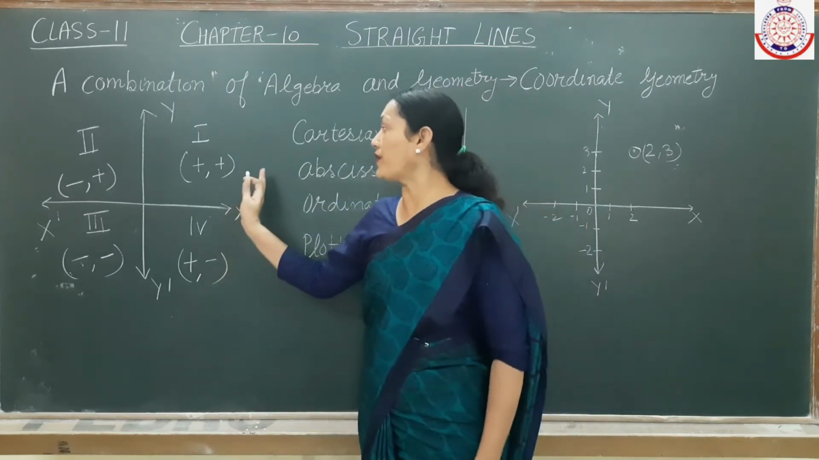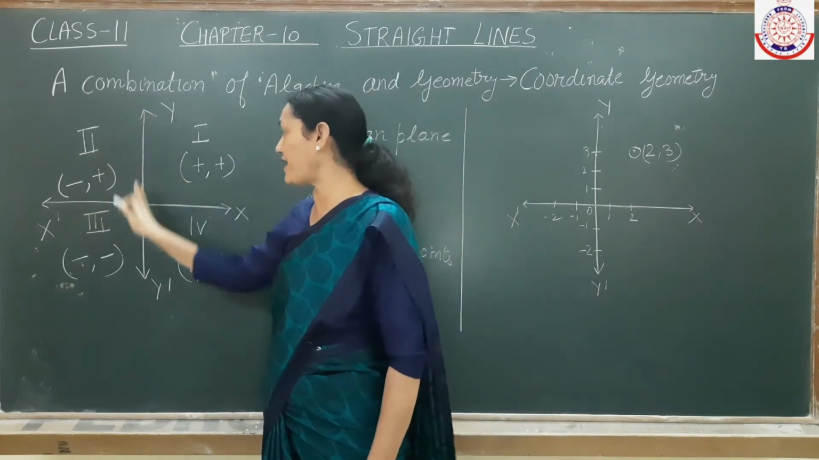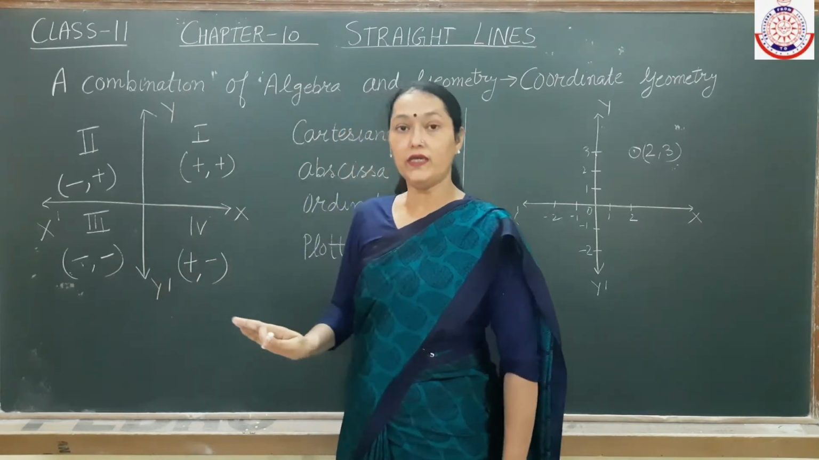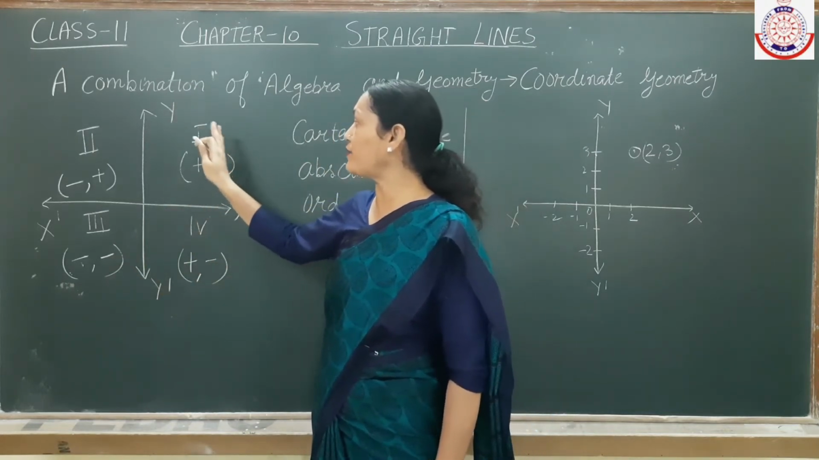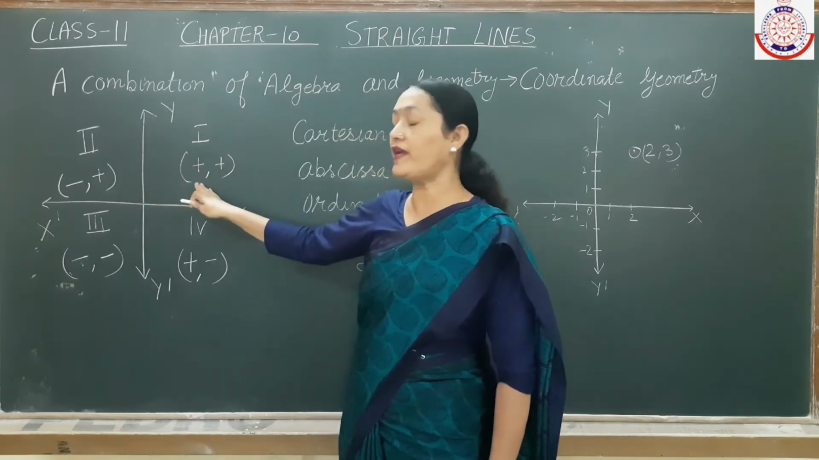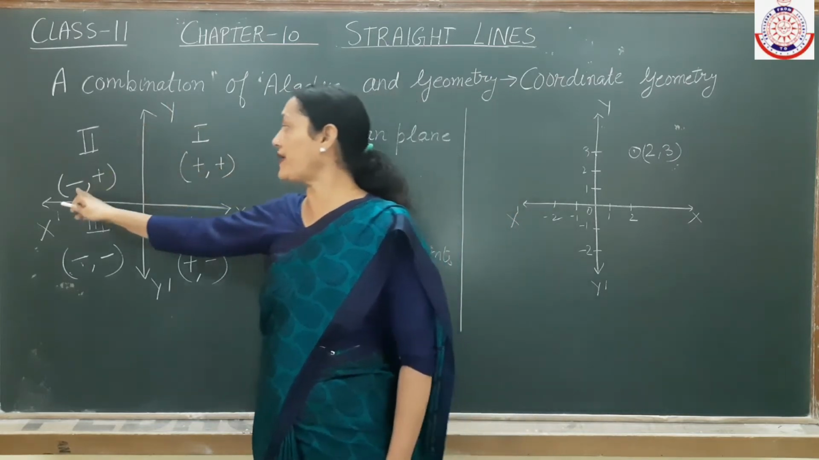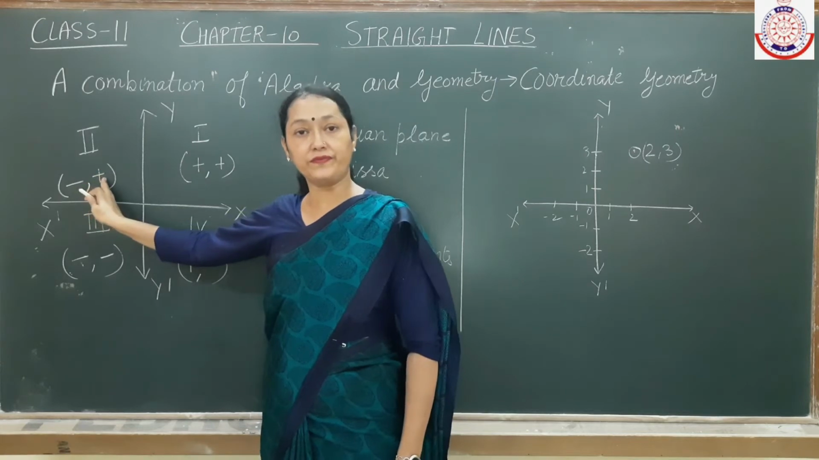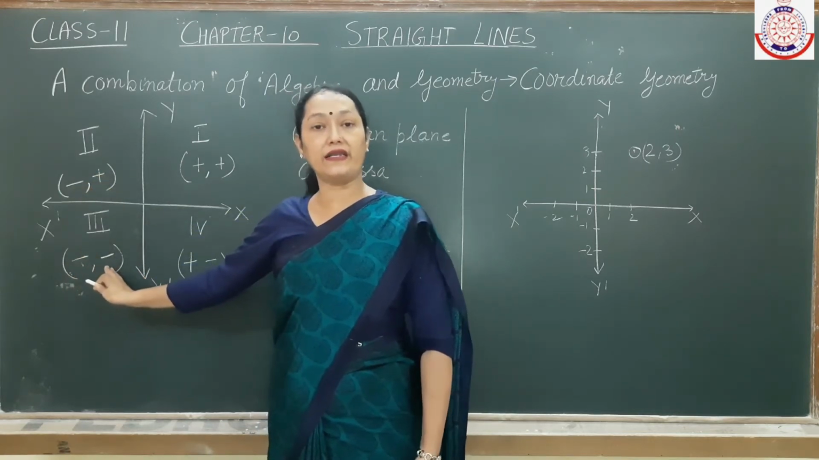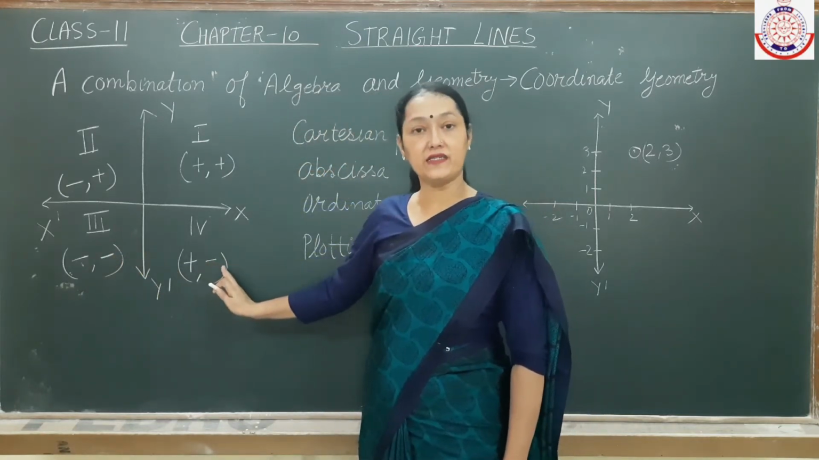You know, on any given plane surface, we can draw x-axis and y-axis. Whenever x-axis and y-axis are drawn, this plane surface is divided into 4 quadrants. In the first quadrant, the values of both x and y are positive. In the second quadrant, x is negative, y is positive. In the third quadrant, both x and y coordinates are negative. In the fourth quadrant, x is positive and y is negative.